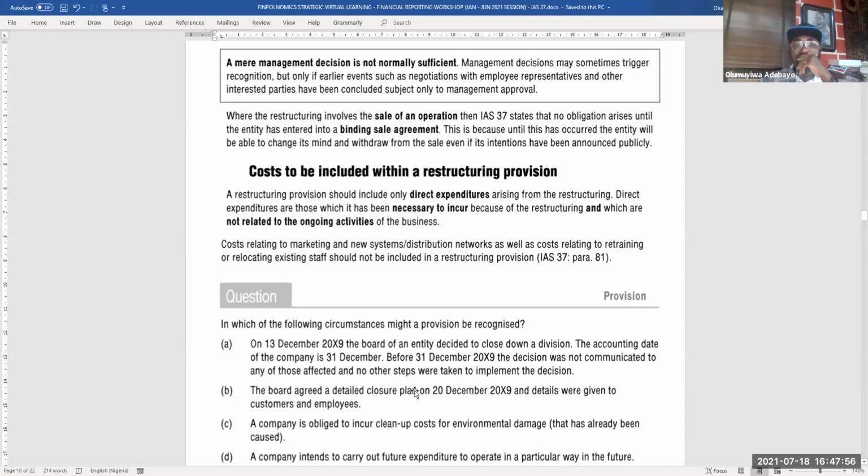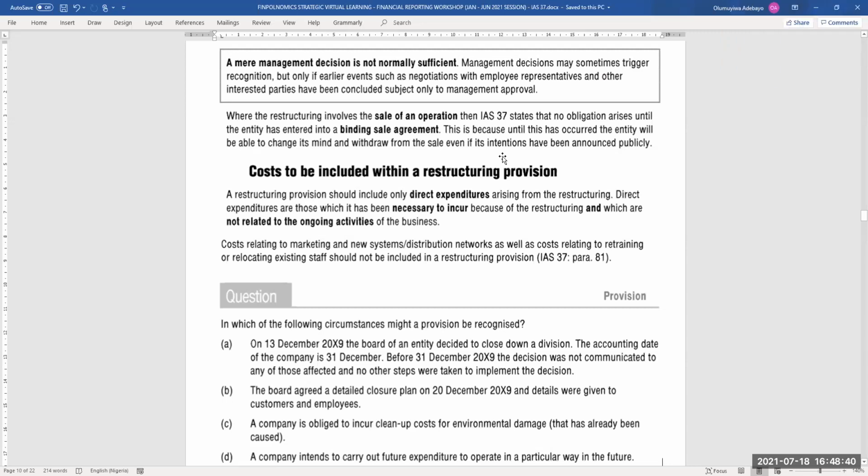The board agreed a detailed closure plan on 20th of December 2019, and details were given to customers and employees. Should we make provision in the 2019 financial statements? Yes. Because it was agreed and it was communicated to the appropriate parties. The next one. A company is obliged to incur clean up costs for environmental damage that has already been caused. Should we provide for it, and why?